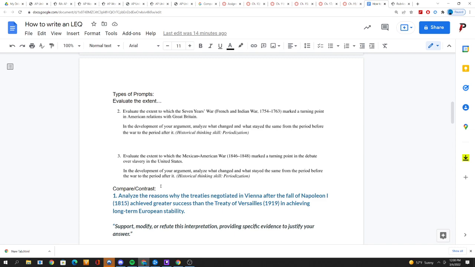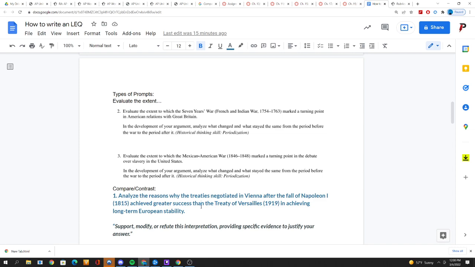Next up is a compare and contrast prompt. You don't really have to look at what this is saying, but you can assume what a compare and contrast prompt is going to be. It's going to give you two historical events, right? In this case, it was the treaties negotiated in Vienna after the fall of Napoleon I in 1815, and the Treaty of Versailles. And you have to evaluate, to a degree, how successful each one was.